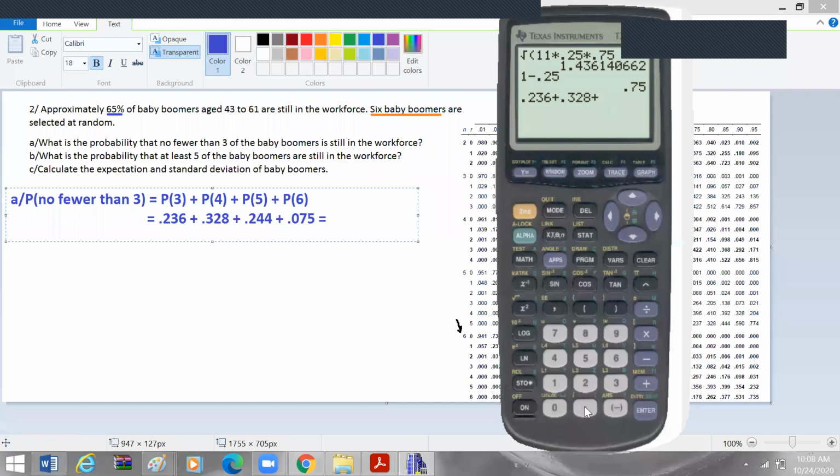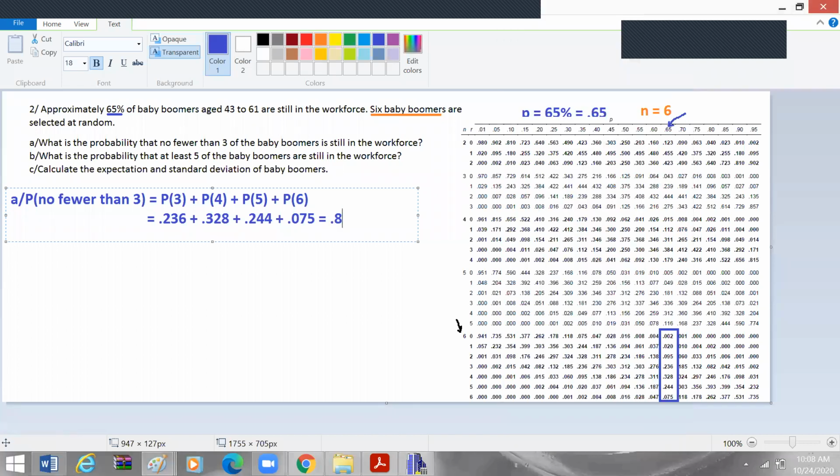If you ask me why no fewer than 3 is 3 or more, it's because of English. Fewer than 3 will be 0, 1, and 2, right? But no fewer than 3, so we should do the opposite: 3, 4, 5, 6, 7, 8, 9, and so on. So no fewer than 3 should be 3 or more. We add up to 6 because we only picked 6 baby boomers. We cannot have more than 6. So we're going to add 0.075 as well, and the answer for that is 0.883. Are we good?